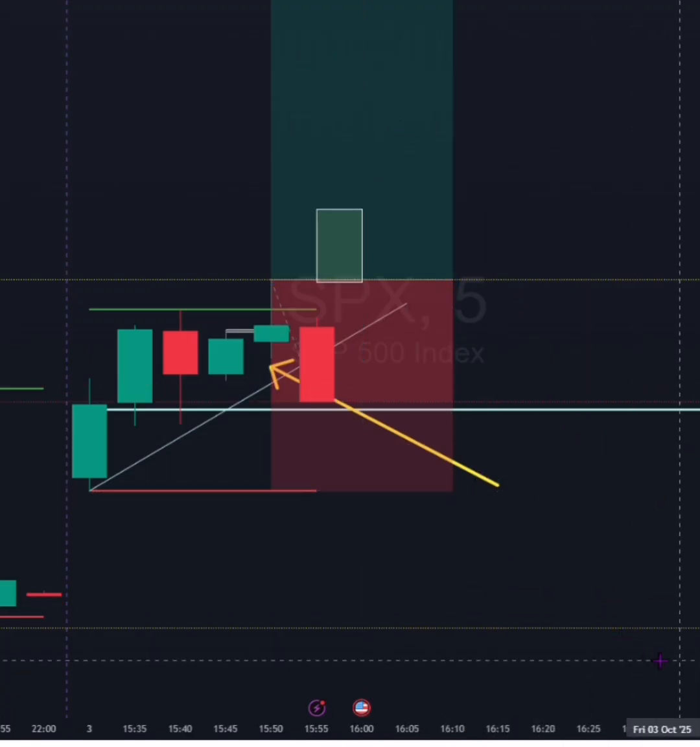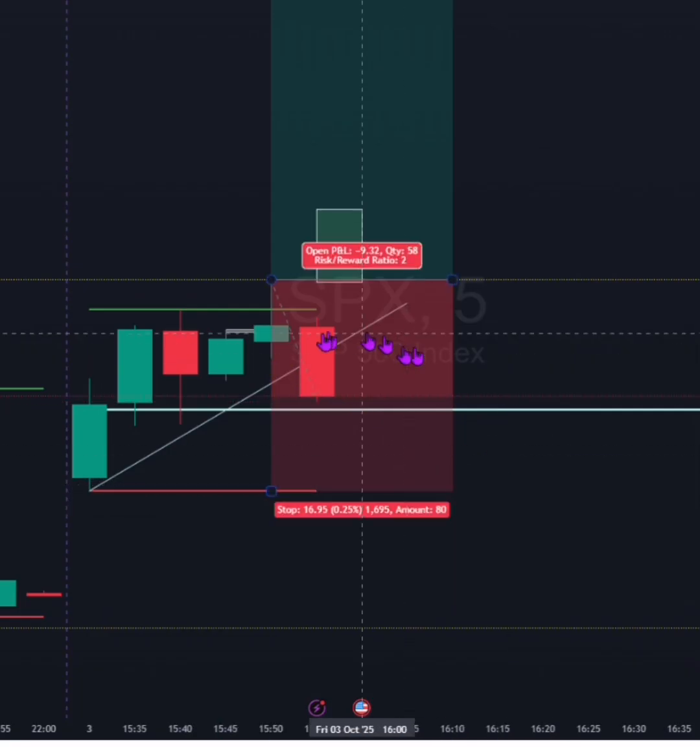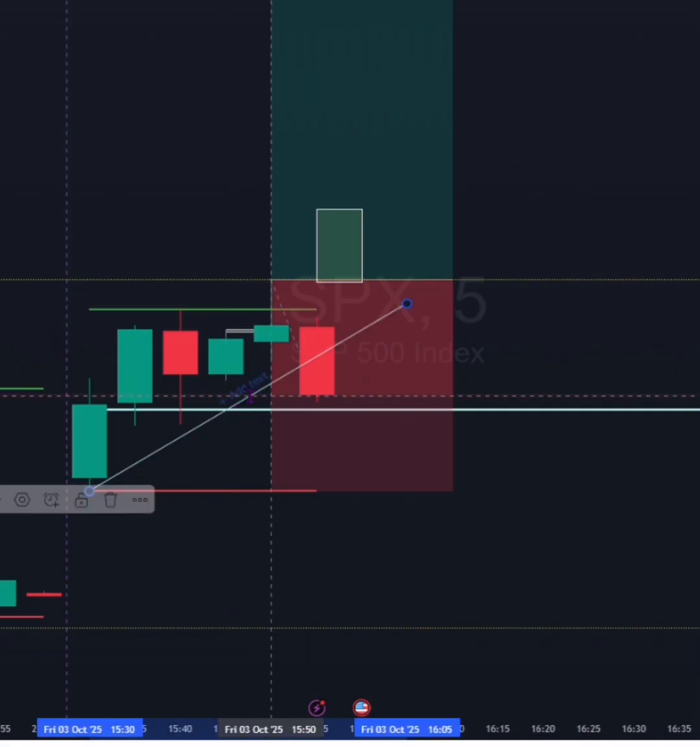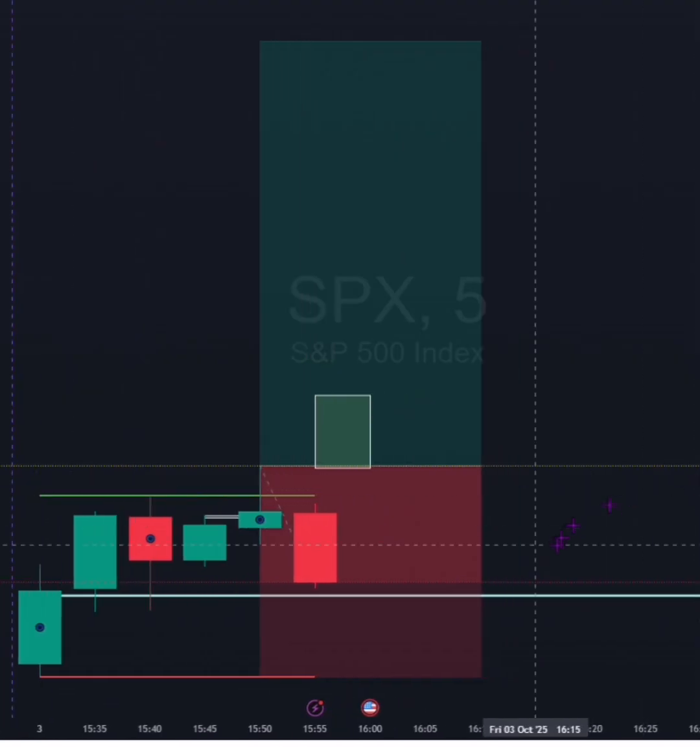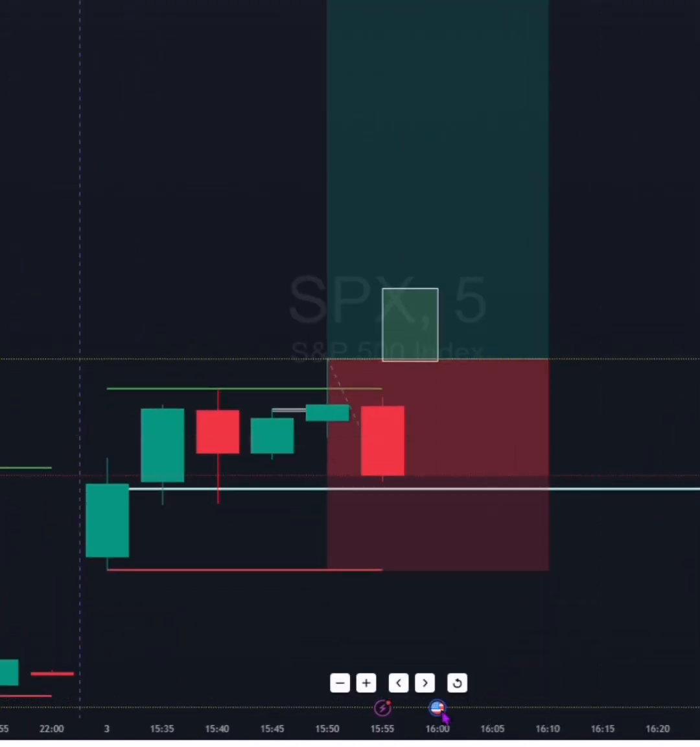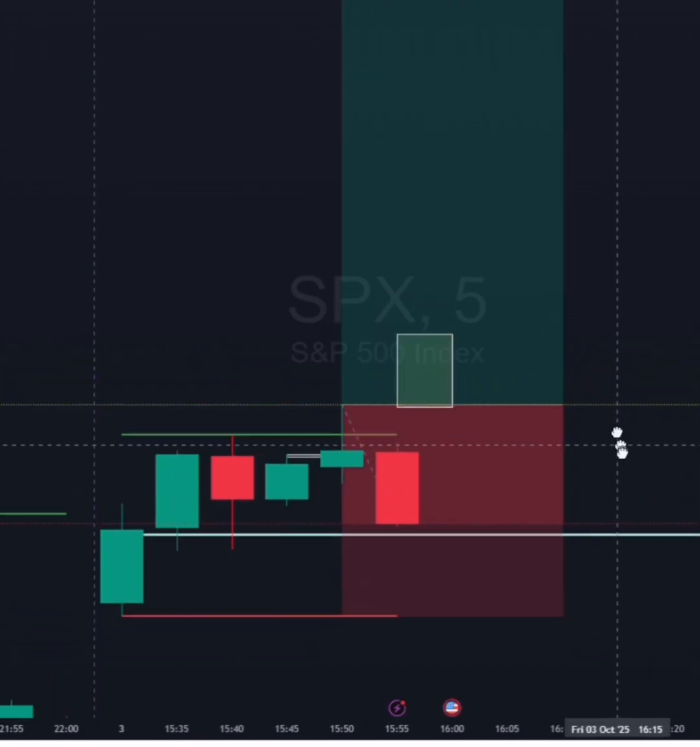So let's see and wait basically for the stop loss or for it to do what I think it's gonna do. So this trend line was broken, so that would signal me to basically jump out of this trade, but I'm not gonna jump out of this trade because I'm happy and I know we have some news at 4 o'clock. It's almost 4 o'clock. Soon, soon, soon.